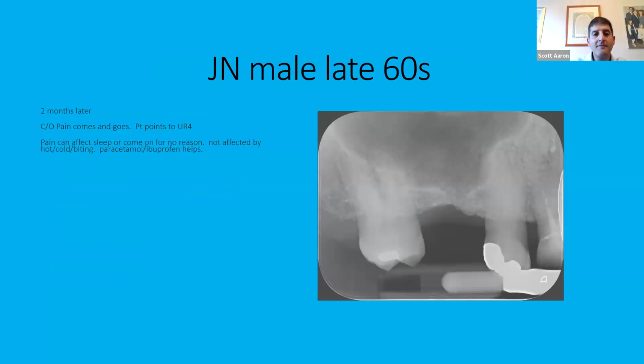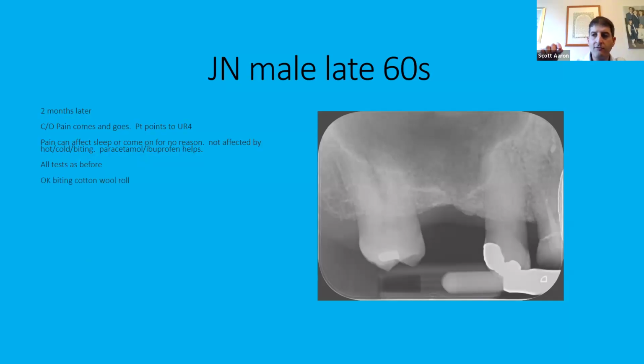The pain can affect his sleep or can come on for no reason. It's not affected by hot, it's not affected by cold, it's not affected by biting. Standard painkillers are helping. The tests were as before, i.e., there's no deep pockets, there's no problem in the sulcus, nothing's TTP, and anything that should be vital is vital. He's okay biting on cotton wool rolls.